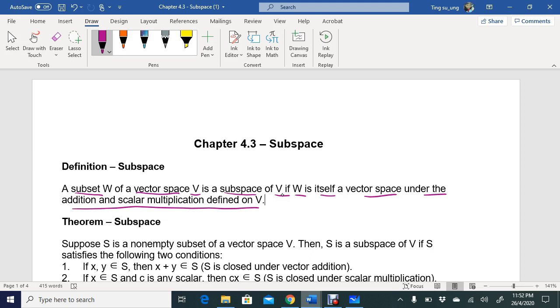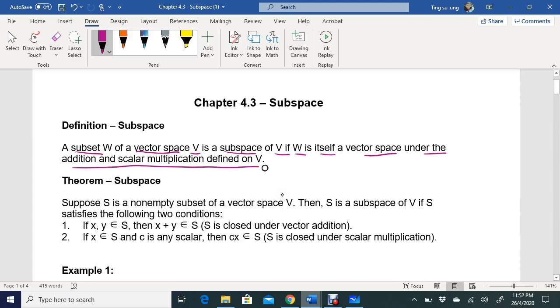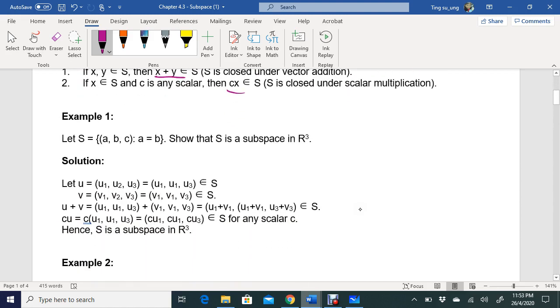Now, what's the difference between a subspace and a real vector space? For a real vector space you have 10 axioms to prove, but for a subspace you have only 2, one with addition and another one with scalar multiplication. If one of the axioms is not satisfied, then S is not a subspace of V. The examples and so on are here.